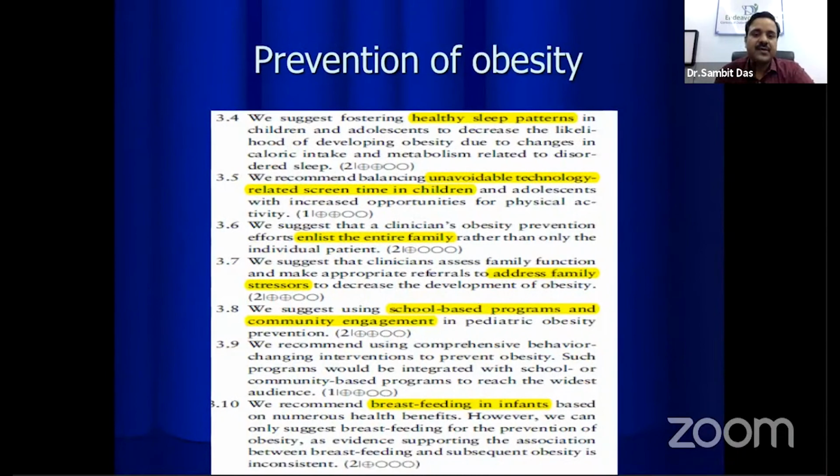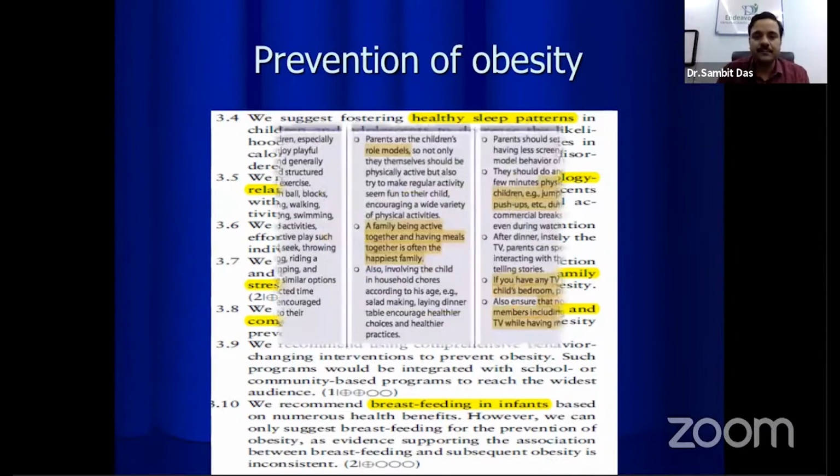Prevention of obesity, as per the Endocrine Society clinical practice guideline: healthy sleep pattern is important. And I have shown a study where the sleep has been directly related to obesity. And we recommend that balancing the unavoidable technology screen timing for children is very important. And we have to involve the entire family, address the family stressors. School-based program and community engagements are very important. And we must encourage breastfeeding to the infants because breastfeeding has been shown to reduce childhood obesity.